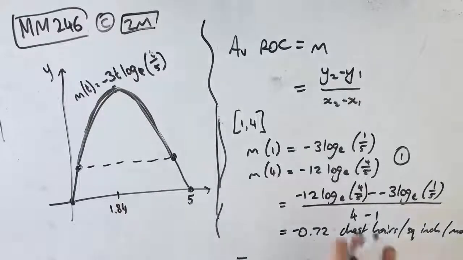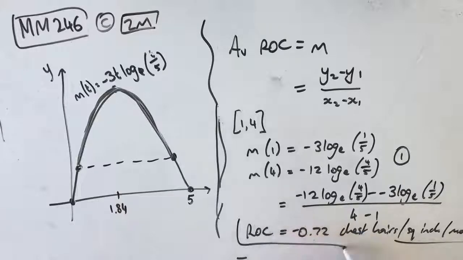Awesome. Per square inch per month is that end part. So that's our final answer. So rate of change is equal to -0.72. That's our second and final mark for part C. If you have any questions, let me know, but let's move on to part D.